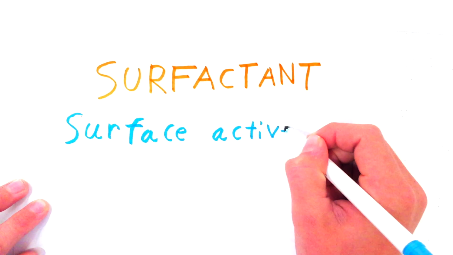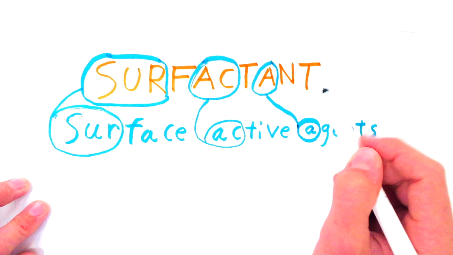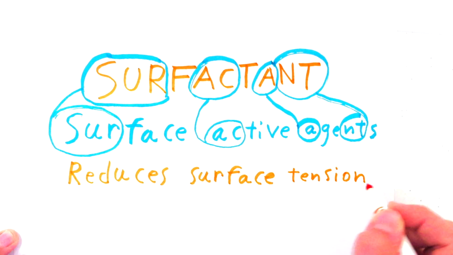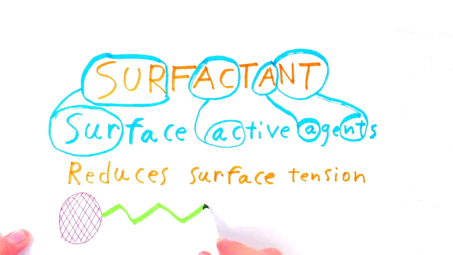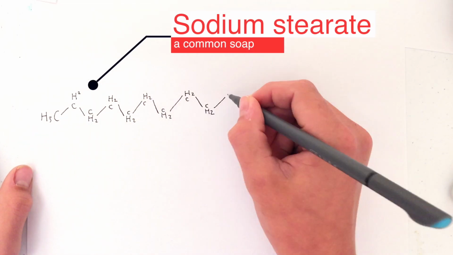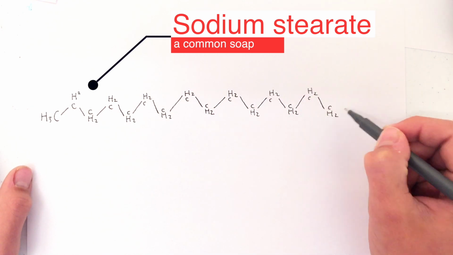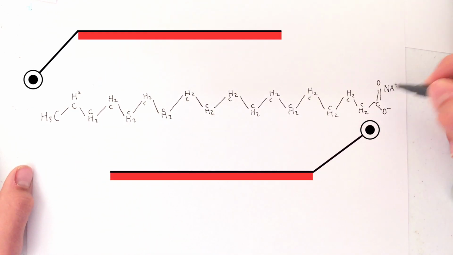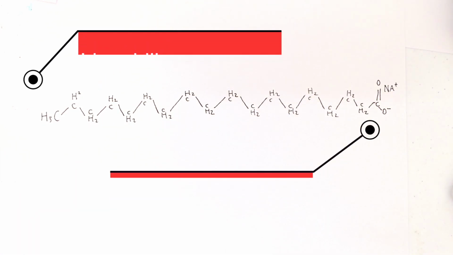Surfactants are surface active agents. They reduce surface tension, and soap is a surfactant. Soap has two parts, hydrophilic head and lipophilic tail. Sodium stearate is a common form of soap. It is a carboxylate in a long hydrocarbon chain. This creates a hydrophilic and lipophilic end.